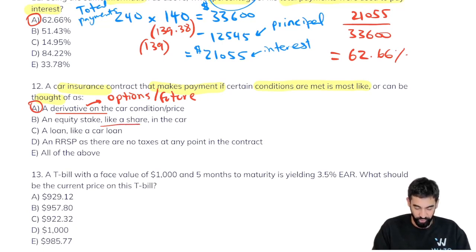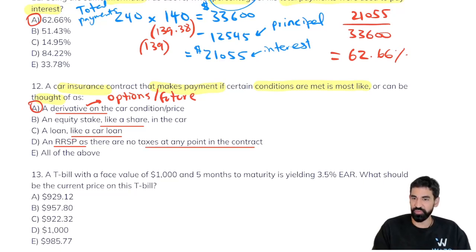But the other ones, B says an equity stake, like a share in the car. No, they're not buying ownership in the car. You have the option to sell it as long as you keep it in good condition. A loan, no, again, the loan is not related to the car. You just have to pay that no matter what. An RSP, no, as there are no taxes at any point in the contract.